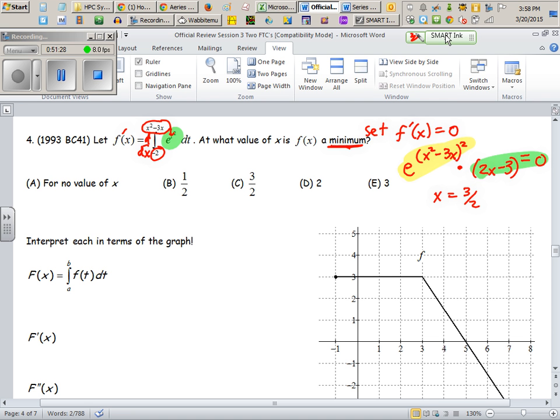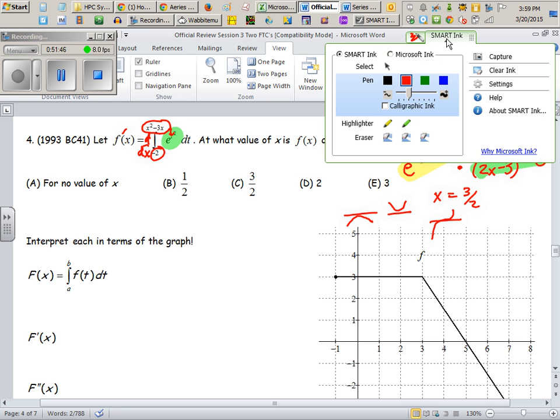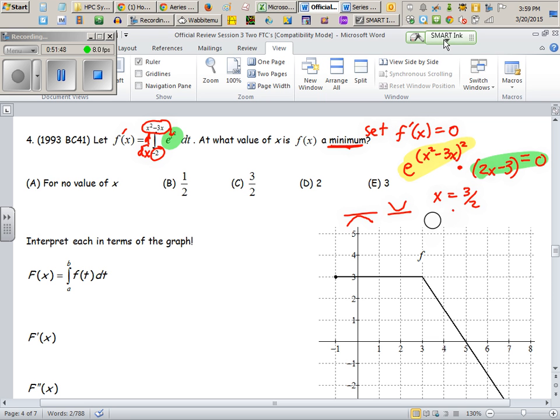Just because the derivative is 0 does not mean it's a minimum. So this question is so much better than the other ones. When a derivative is 0, it could be a maximum, it could be a minimum, or it could be a point of inflection. So don't be too hasty. You need to now check.